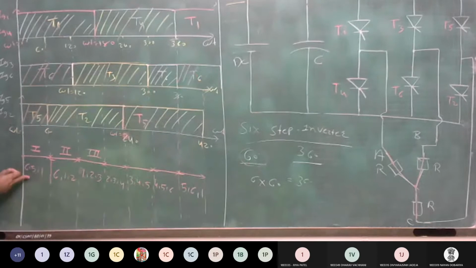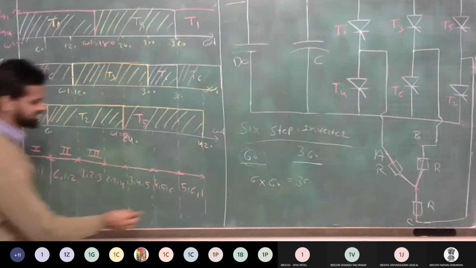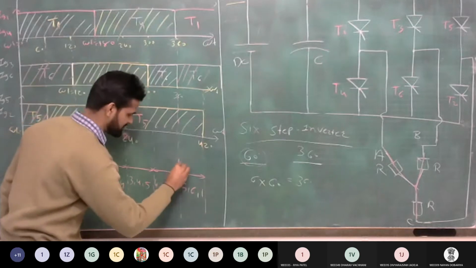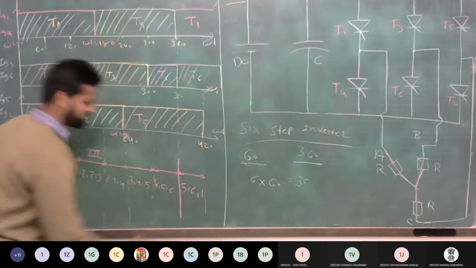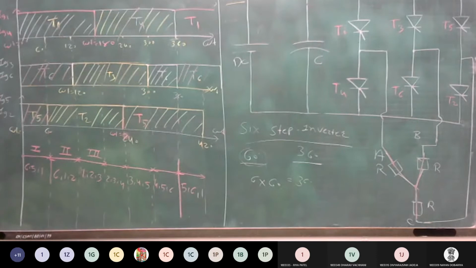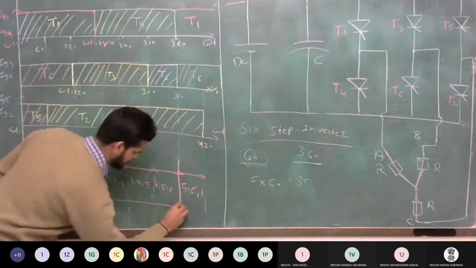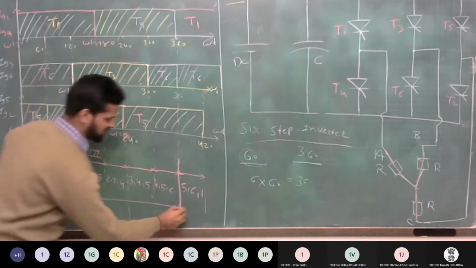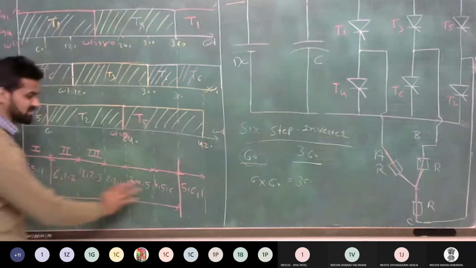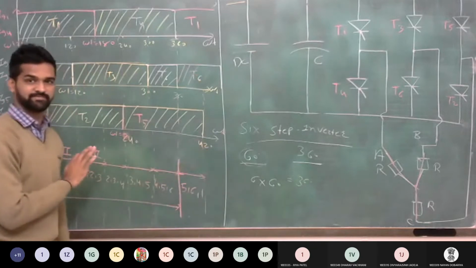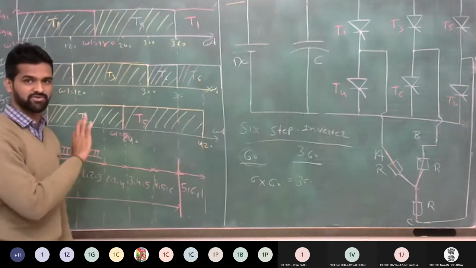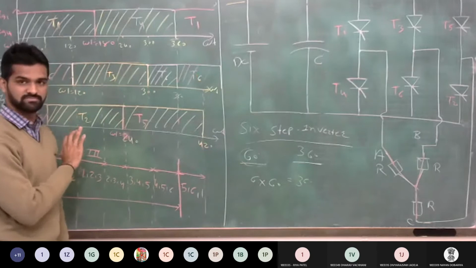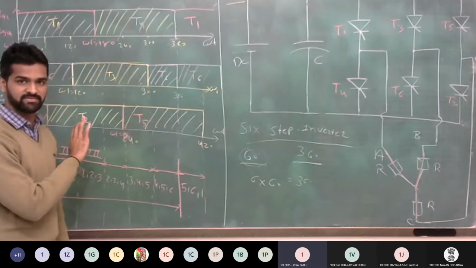It means whatever thyristor is turned on at the starting, first step, that same thyristor is turned on after the 360 degrees, because at 360 degrees our one cycle is complete. So after completion of one cycle, the same sequence is repeated for the next cycle also. Okay? Yes or no? All of you understand?